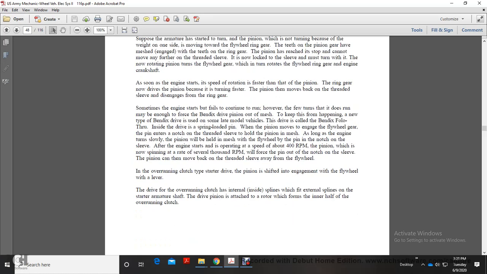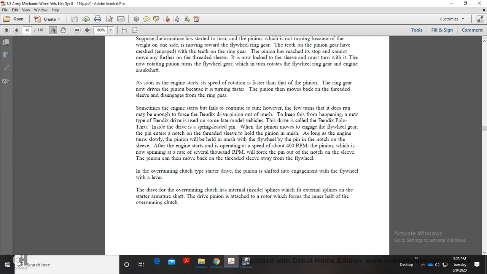which is engaged with the crankshaft. If the engine starts and the speed of rotation becomes faster than that of the pinion, the ring gear now drives the pinion, which begins to turn faster. The pinion moves back on the threaded sleeve to disengage from the ring gear. Sometimes the engine starts but fails to continue to run. However, these few turns are just enough to force the Bendix drive pinion out of mesh.